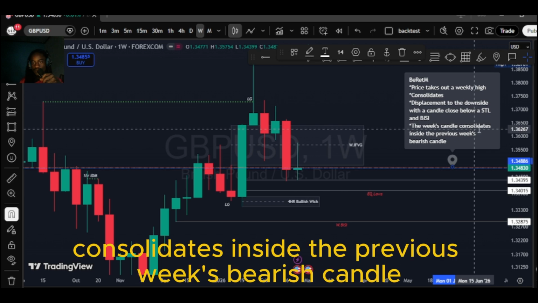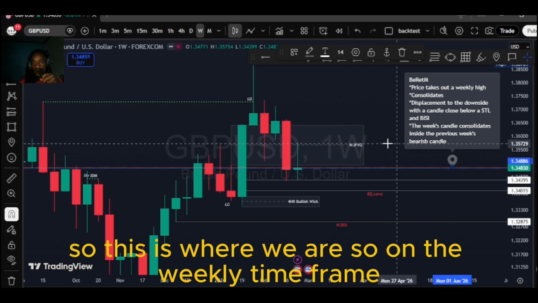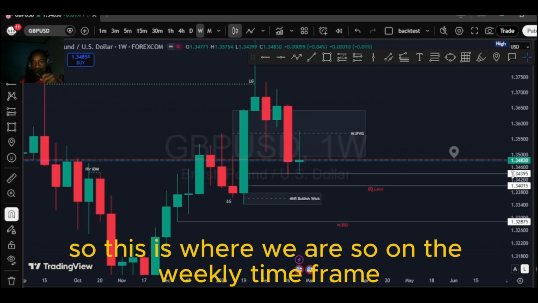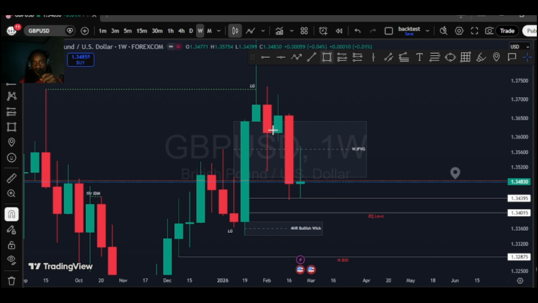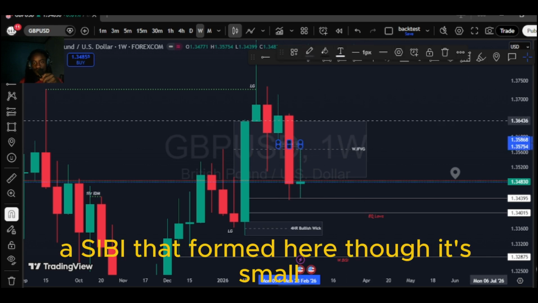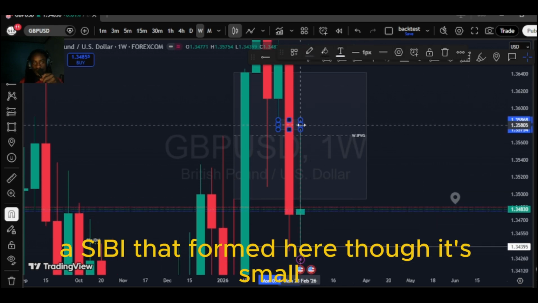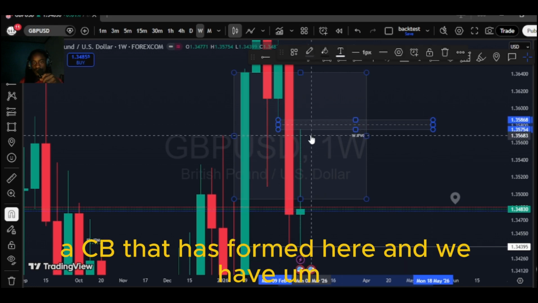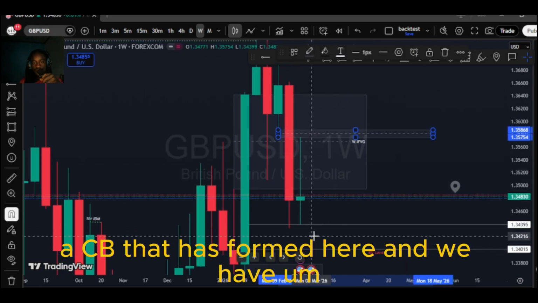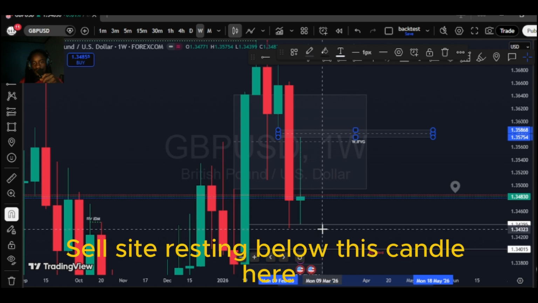The week's candle consolidates inside the previous week's bearish candle. So this is where we are. So on the weekly time frame, we can see that we have a CB that formed here, though it's small, but then we can see a CB that has formed here, and we have sell side resting below this candle here.